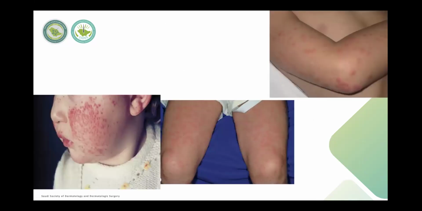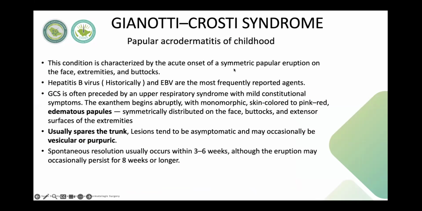Here is another rash that we can see. What's very important about this rash is whether you can tell if the lesions are edematous papules and plaques. Some of them have a pseudovesicular or vesiculopapular appearance. It usually involves the face, the knees, the buttocks, and the elbows. Usually the trunk is spared; you can see the trunk is very spared. So that's very characteristic for this rash, which is Gianotti-Crosti syndrome or papular acrodermatitis of childhood.